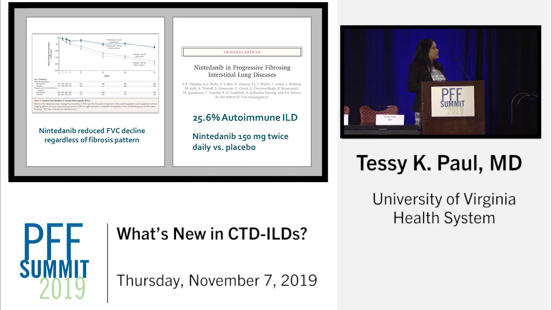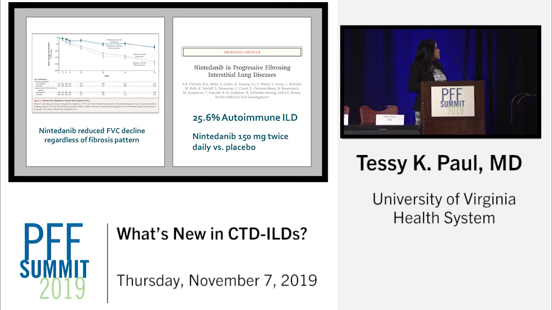So they looked at nintedanib 150 BID versus placebo. These are patients who had fibrosis, again, at least 10%, and they also had to be progressing either by FVC decline or, if less than the threshold they had, which was 10%, they had to have CT changes or symptomatic decline as well.